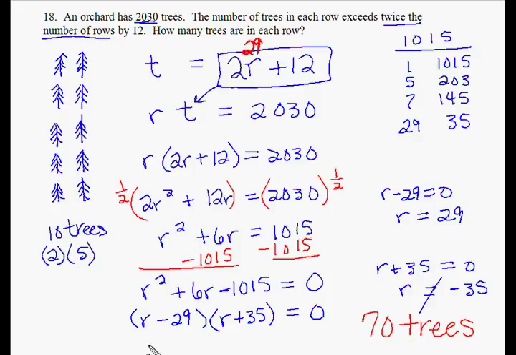So for some word problems, it really does help to have a picture to make sure you understand the situation, and then set up an equation and try to solve it. And make sure that you answer the question, not just find an answer to a problem.